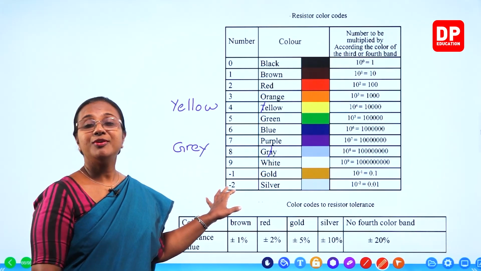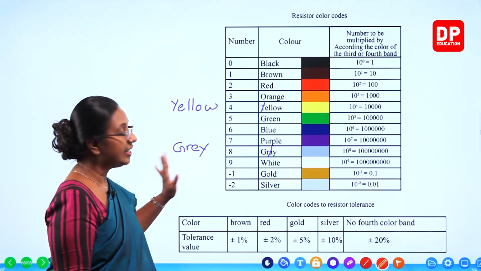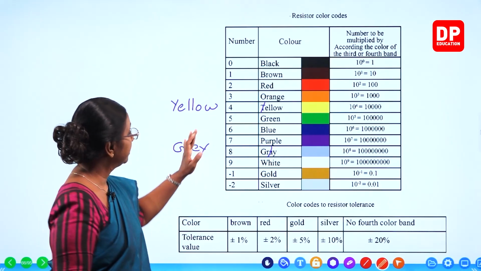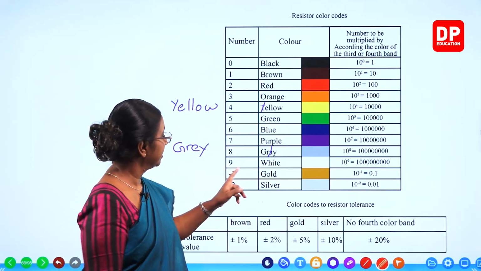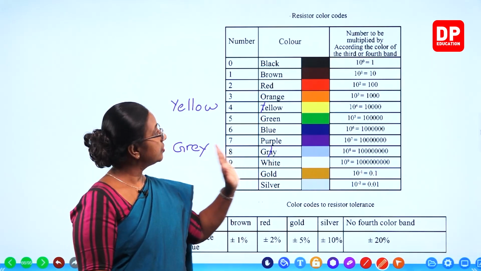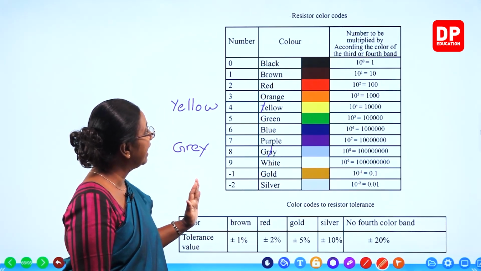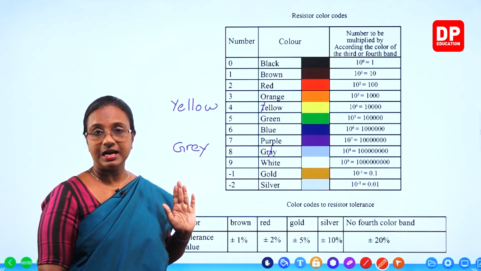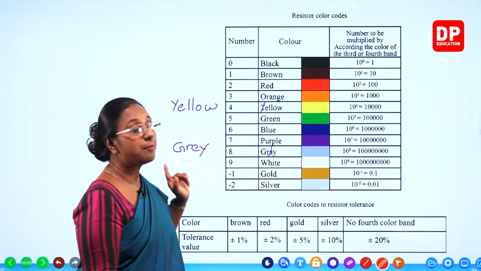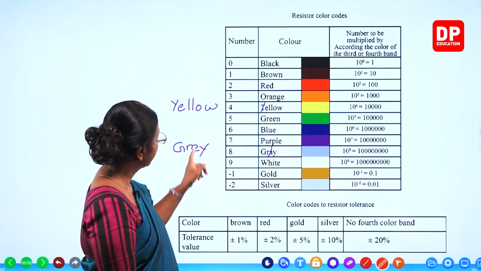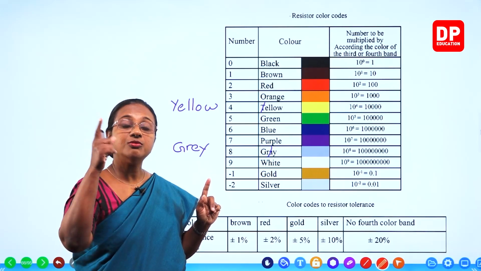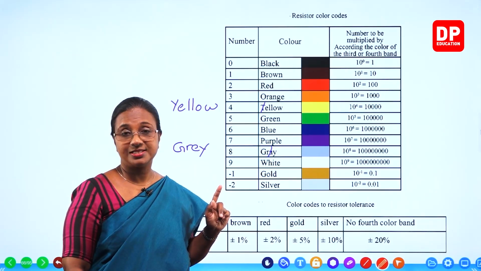So, in some of your editions, students, these spelling errors would have been corrected, but if you have the older prints, you might need to correct the colors. So, then we have white, gold and silver. Now, let's say the first band is blue in color. Then you need to find the number corresponding to blue. Here you can see 6. So, you need to write the value 6.